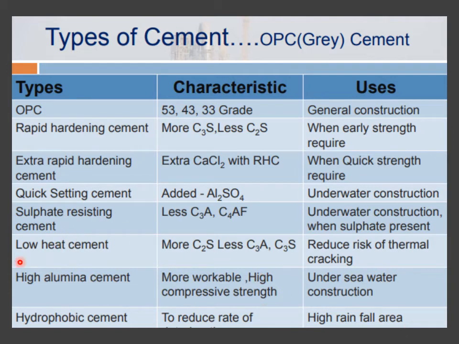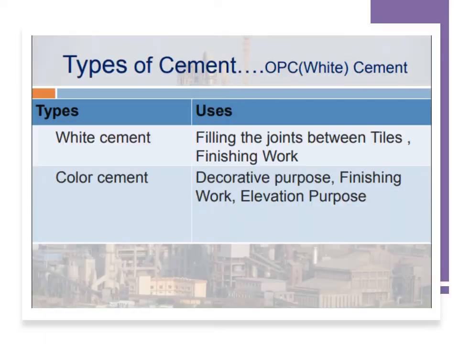Then we have high alumina content cement, whose main use is under seawater construction. Okay, and it is workable for very high compressive strength. For very high grades of concrete, you can go for high alumina content cement. And we have hydrophobic cement, which is used in very high rainfall areas. Okay, that means it repels water. That's why it is used in very high rainfall areas.